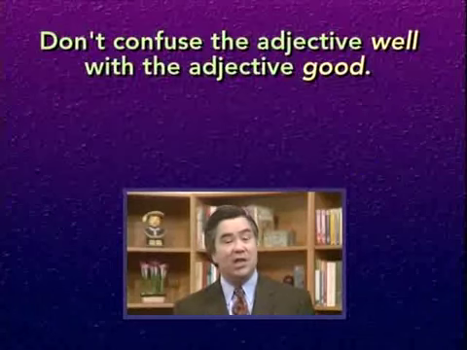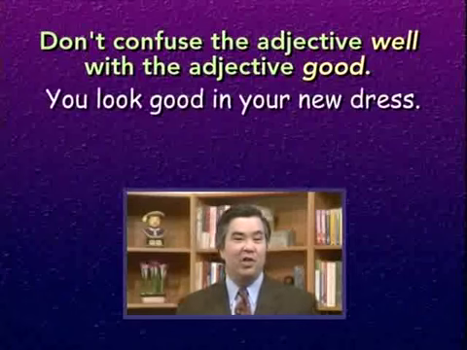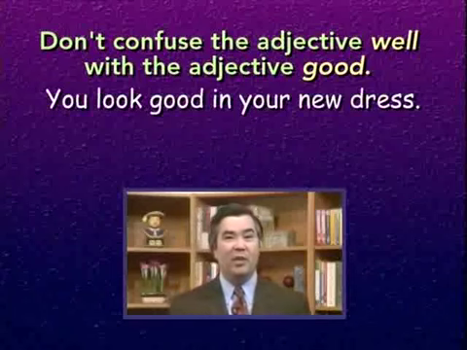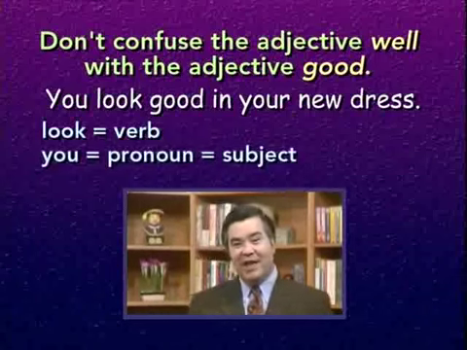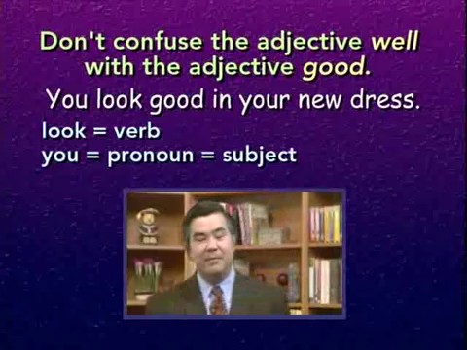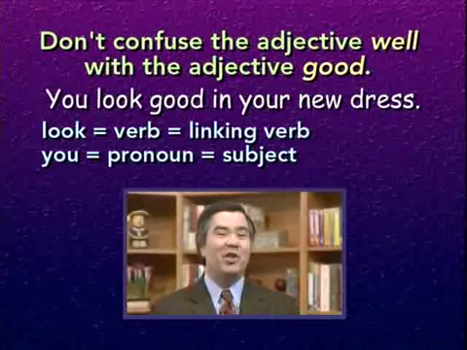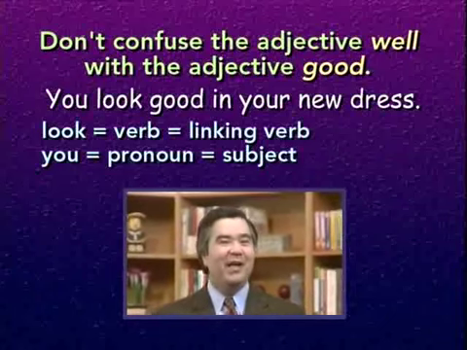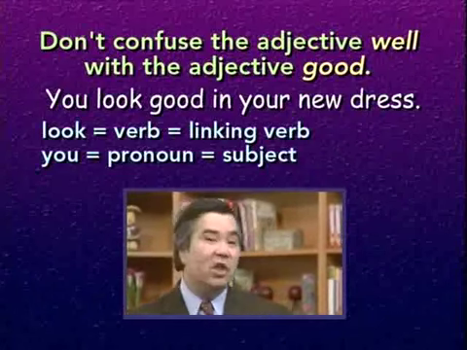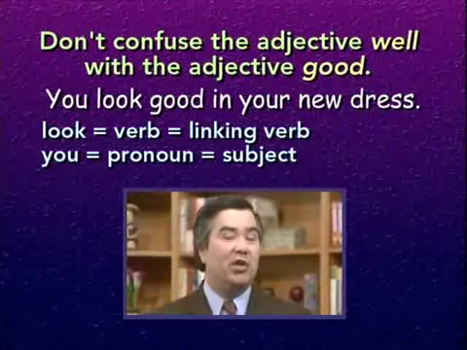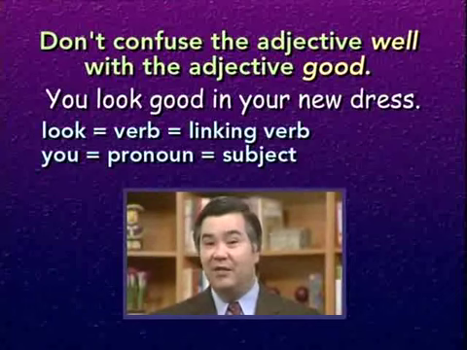Don't confuse the adjective well with the adjective good. Look at this sentence. You look good in your new dress. What's the verb here? Look. The subject, the pronoun you. Now, is look a verb of action or a linking verb? In this case, look is being used as a linking verb. What's being described is not something that you are doing, but rather how you look, how you appear, how you are in the broadest sense. You are good looking. You're looking good today. So what's being described here is not some action that you're taking, but rather a state of being that you have. So look is being used as a linking verb here.